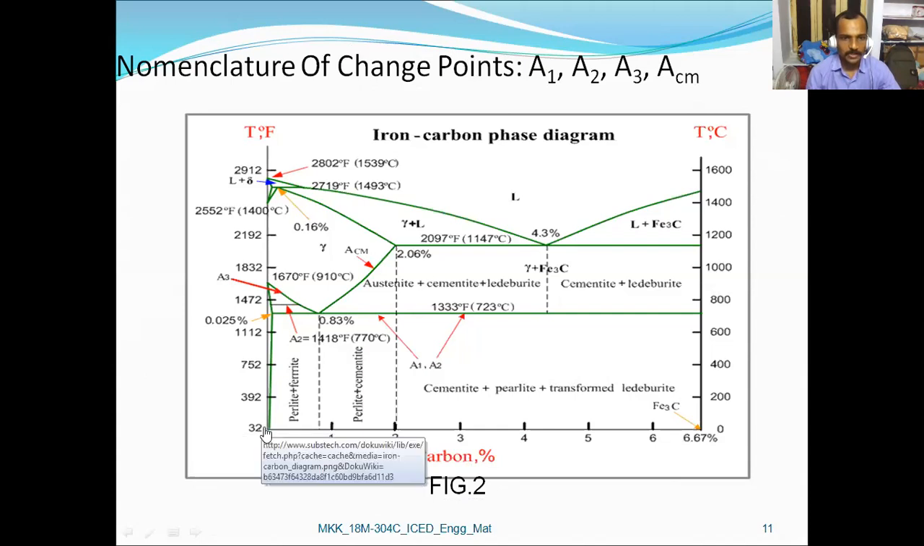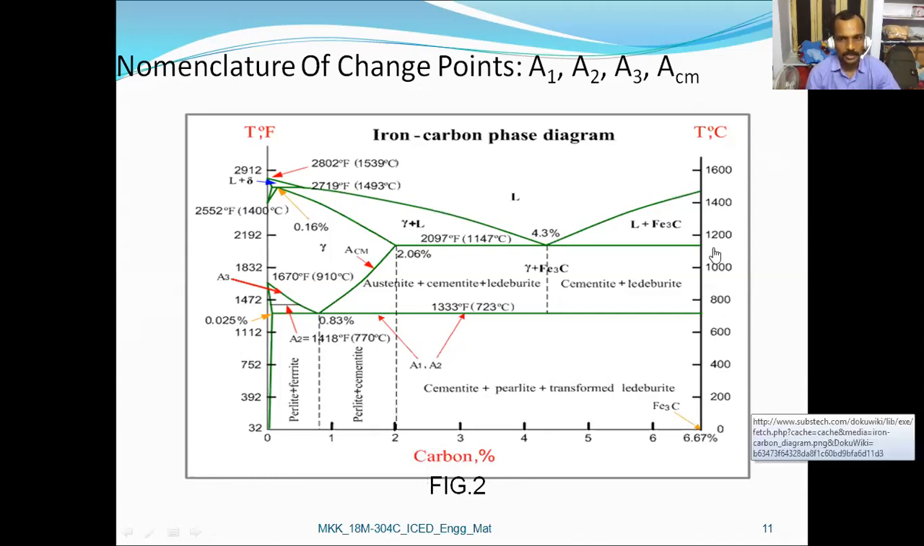Starting with 0, 32, 392, 752, 1112, 1472, 1832, 2192 and 2552 Fahrenheit, nothing but 1400 degrees centigrade, and 2912 is the maximum temperature we are able to observe. And here we are able to see the temperatures 200, 400, 600, 800, 1000, 1200, 1400 and 1600 degrees centigrade.